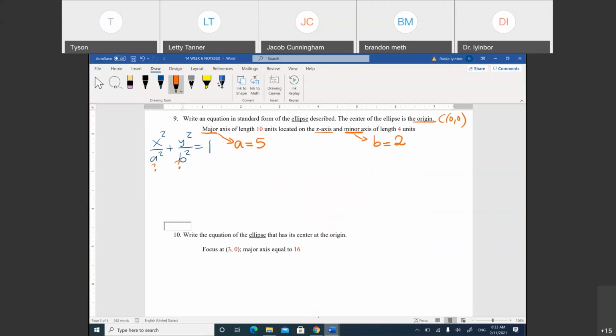And then what you need to do is just plug it in. What is a squared? What is b squared? If a is 5, what is a squared? 25, right? If b is 2, what is b squared? 2 times 2 is 4. And then we have everything to write down the answer. So the answer is going to look like x squared over 25 plus y squared over 4 equals 1. And that's it. So we have a squared and b squared given right away, so it's easy to do. Okay, so that's my final answer. Any questions here?